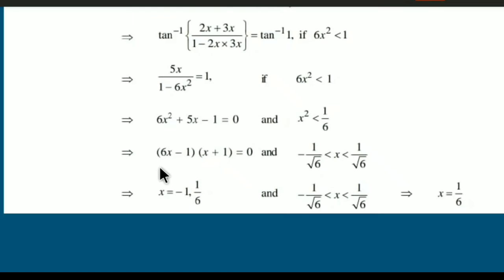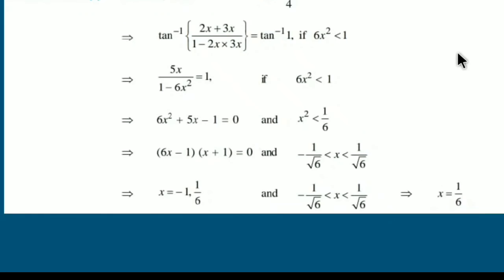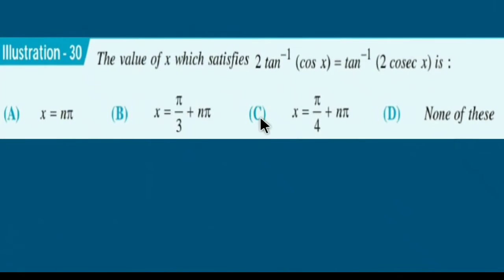So here by using the wavy curve method, you can see the result on this quadratic equation. If you solve this, there are two results, minus 1 and 1 by 6, but x should be under this condition, minus 1 by root 6 to 1 by root 6. So x equal to 1 by 6 is the feasible solution. No need for a detailed explanation here. The result is x equal to 1 by root 6.